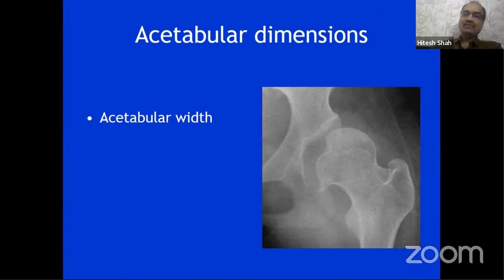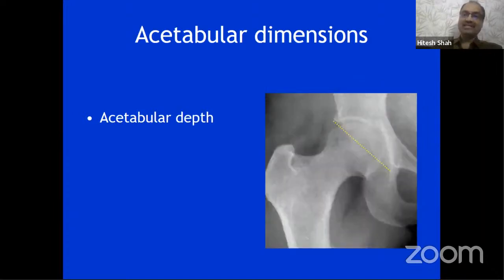Width can be measured from the lateral margin of the inferiormost aspect of the teardrop to the lateralmost part of the acetabulum. That is how the width is measured. The important aspect is not only the width, but the depth of the acetabulum. If you see from the lateralmost part of the acetabulum to the teardrop, and see the central point and go to the depth of the acetabulum, that is the normal acetabular depth.